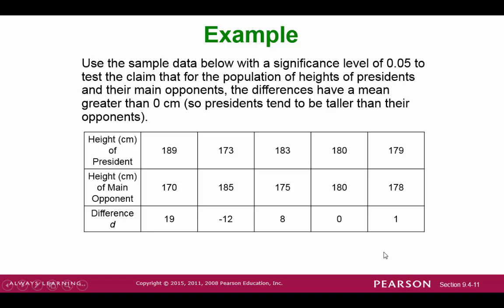The example of the heights of those presidents and their main opponents. We have the first row being our first population, the presidents, and our second row being the sample from the population of runner-ups. And then now we introduce a third row, the difference D. So D would be the set of values 19, -12, 8, 0, and 1. Those are just the differences between the president and their main opponent.